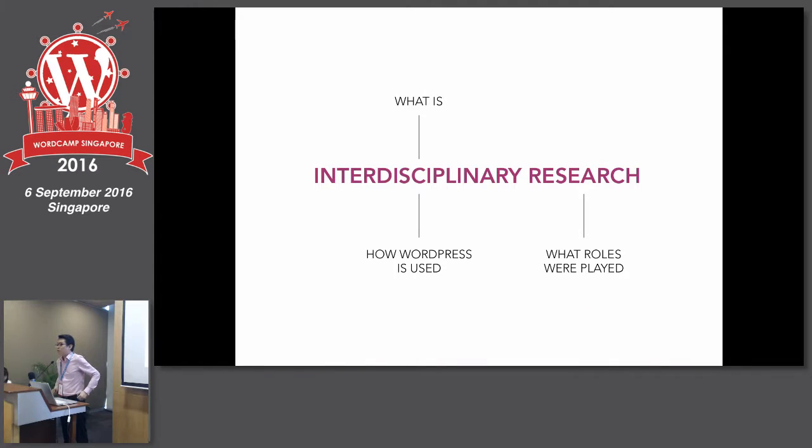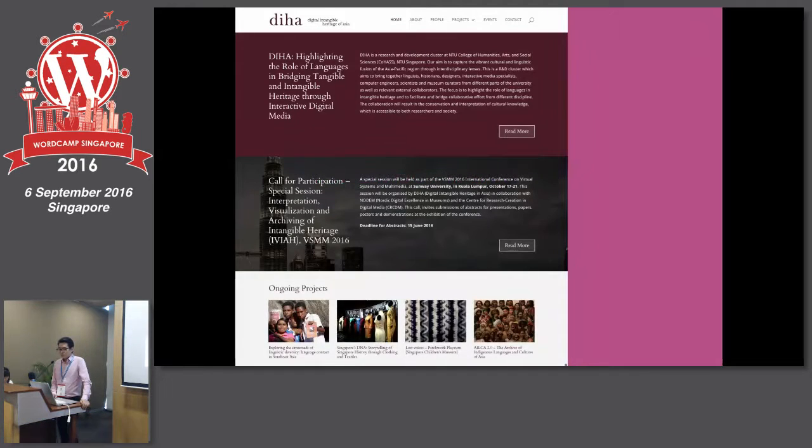So today, in my presentation, I'll be covering this very mouthful topic, interdisciplinary research. What is it? How do we use WordPress in this area? What are the roles played in such projects? I'll be using one of my ongoing projects, which is called the DIHA Digital Archive. Ongoing means work in progress. This is the main page of the Digital Archive.